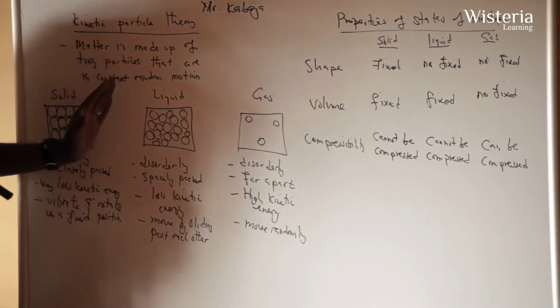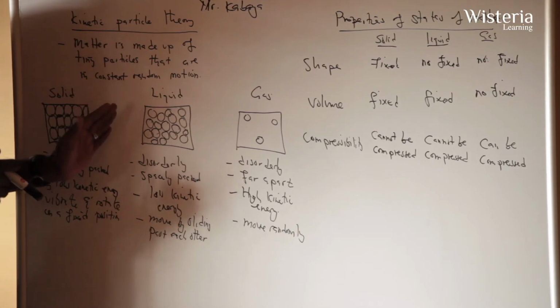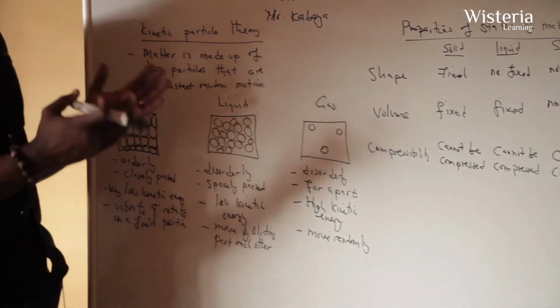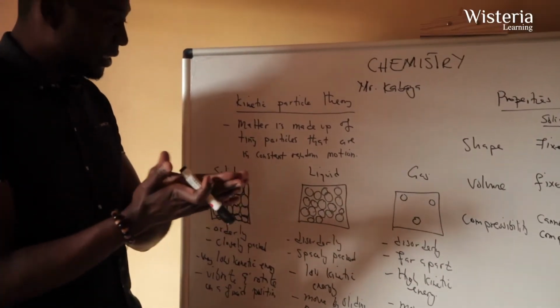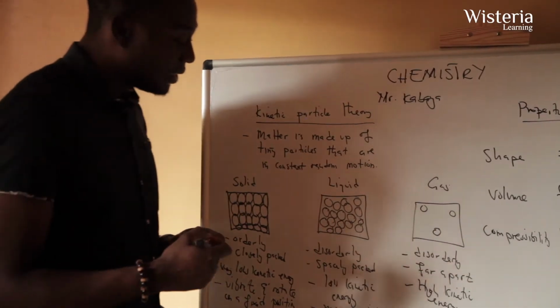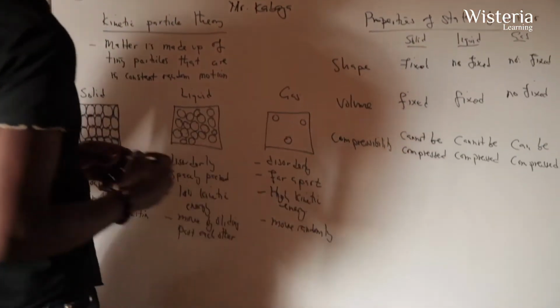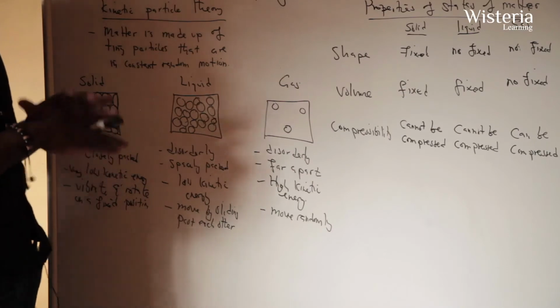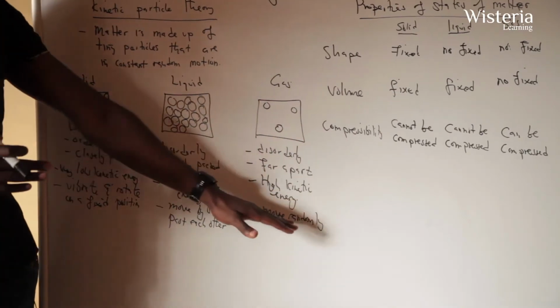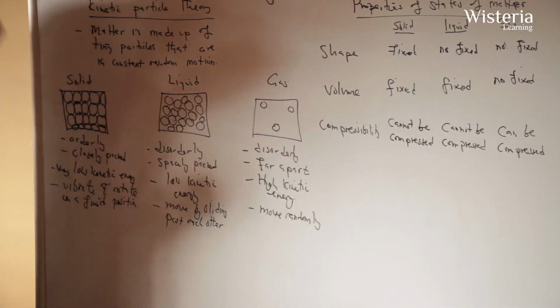Then in a liquid, these particles are able to move, sliding past each other. That's why a liquid is able to flow, because the particles are sliding on each other. In a gas, the particles move randomly. So in a gas, particles move in different directions. That's how we're saying randomly on this part.